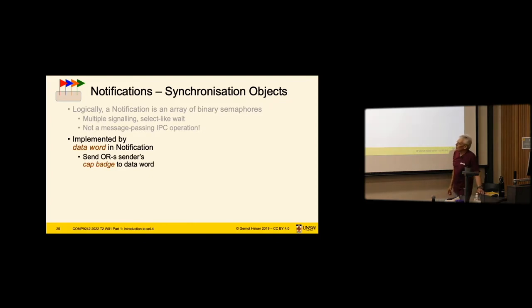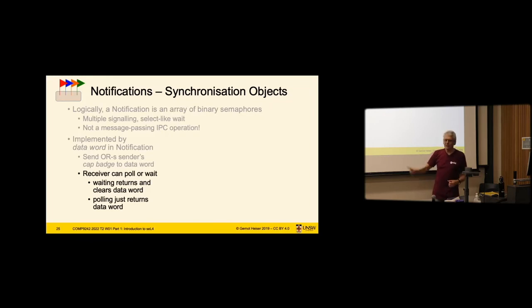The implementation is each of these notification objects contains a so-called data word, which is 64-bit on a 64-bit machine. And whatever semaphore bits are signaled in the signal operation get set in that notification word. And if there's multiple ones sent before someone waits on them, then they get merged together, so you lose information. Be careful about that.